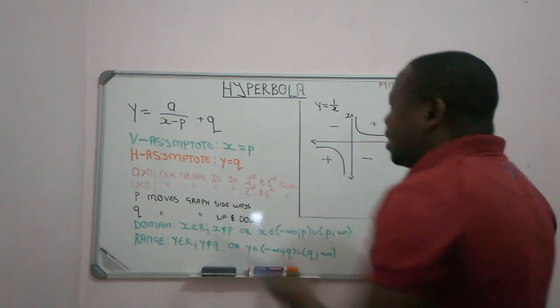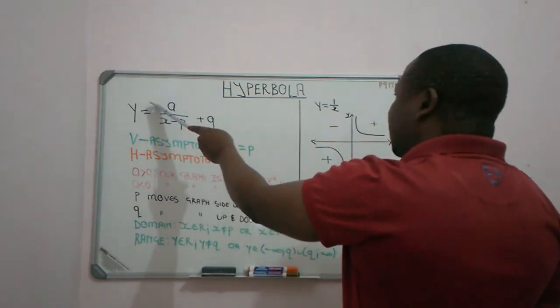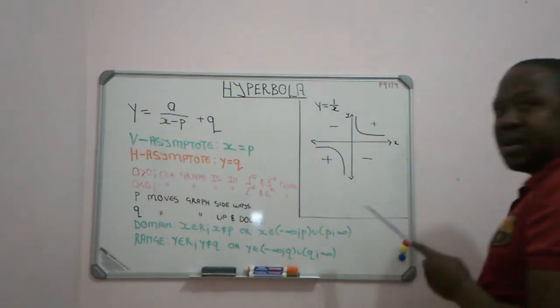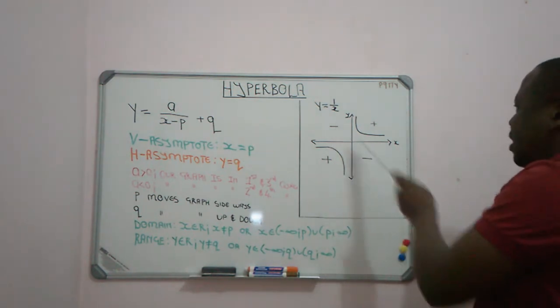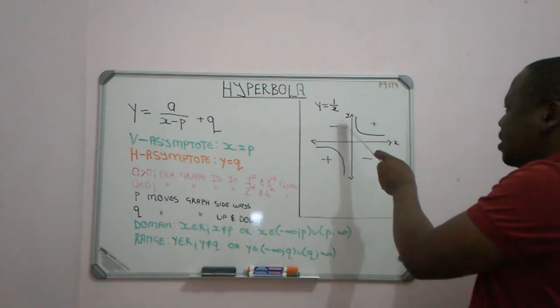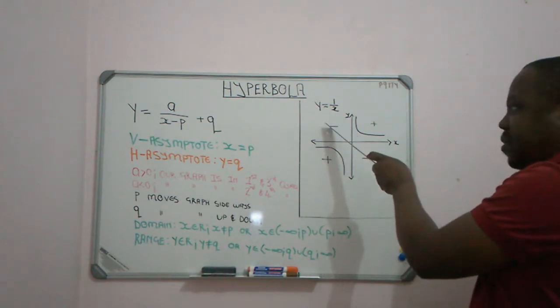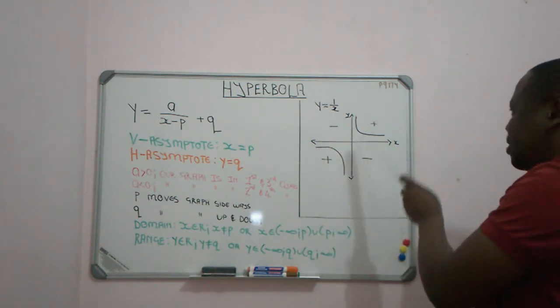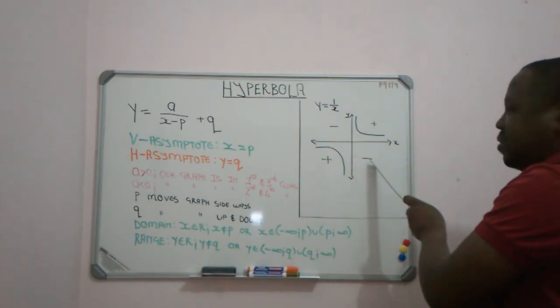And if our A is negative, our graph will be in our second part and fourth part. Because of what? Positive by negative gives us negative, and negative by positive gives us a negative.